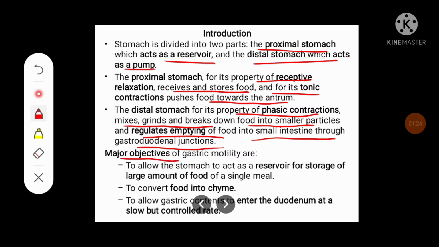The major objectives of gastric motility are to allow the stomach to act as a reservoir for storage of large amount of food of a single meal and to convert it to chyme and allow gastric contents to enter the duodenum at slow but controlled rate.